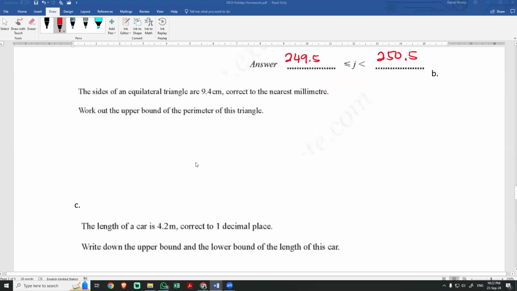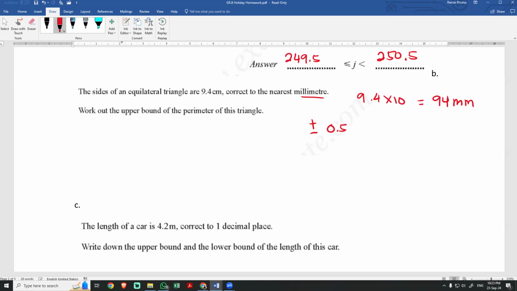The next question says, the sides of an equilateral triangle are 9.4 centimeter, corrected to the nearest millimeter. This is the one where you multiply 9.4 times 10 so that it becomes millimeter. So it's going to be 94 millimeter. It says corrected to the nearest millimeter, so you have to do the same thing. It's going to be plus and minus 0.5.